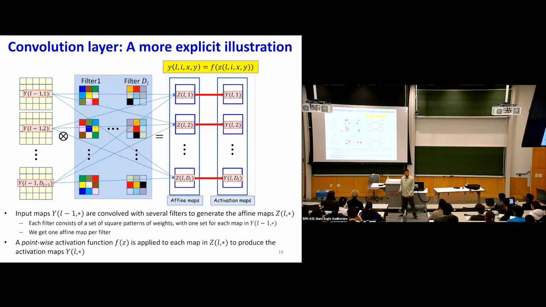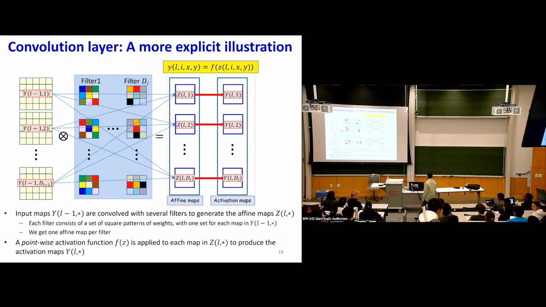And so, more explicitly, if you had a whole collection of filters, every one of these input channels or input maps is going to be used in the computation of every one of these output channels, or affine maps. And each map is obtained through the application of the corresponding filter.